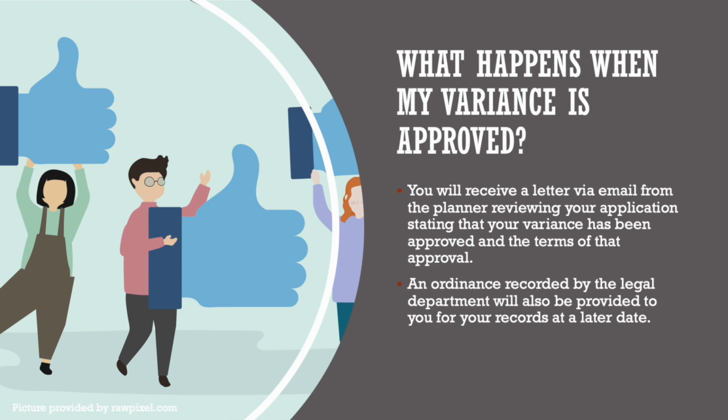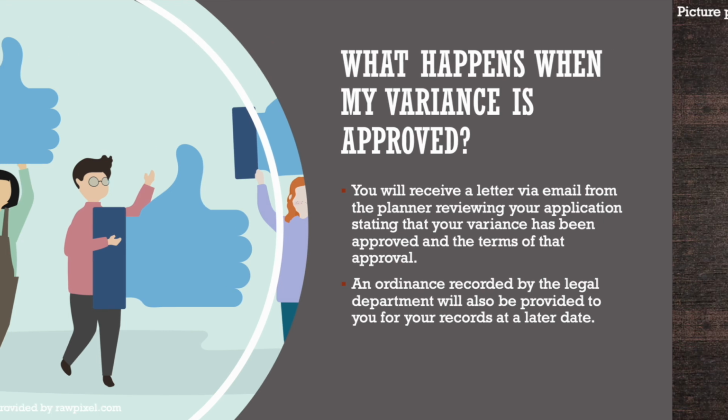And then finally, an ordinance will be recorded by a legal department. It's an ordinance that will be recorded with the city clerk's office that will essentially make this an official record. And it is something that you will receive most likely at a later date. The first thing that you will receive is that approval letter by planning staff, essentially making it official in terms of your dealings or official to you.